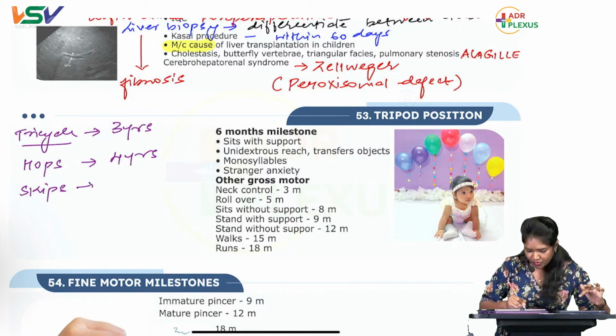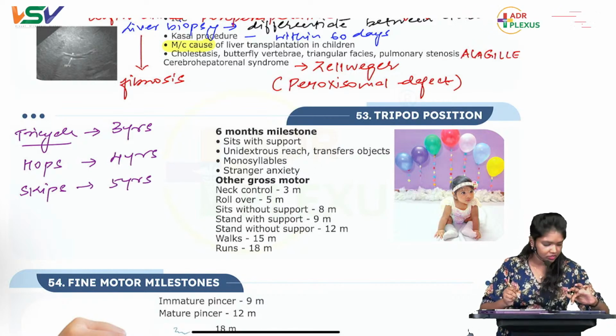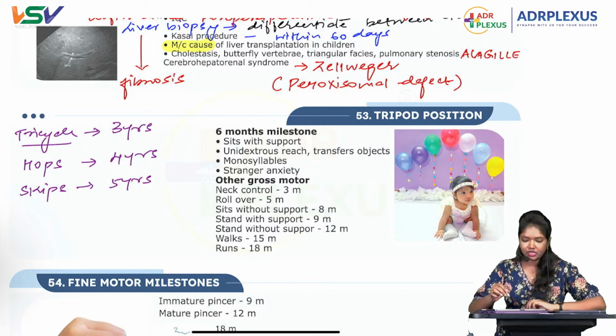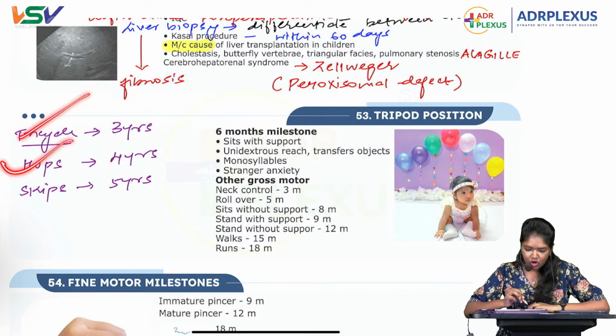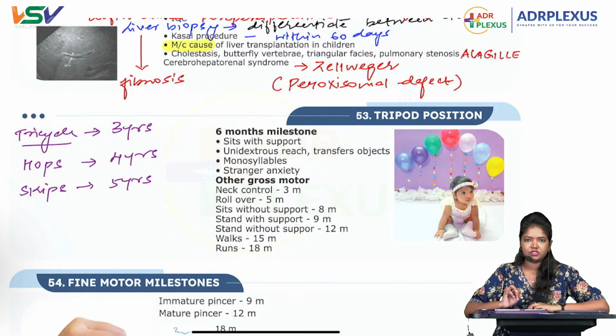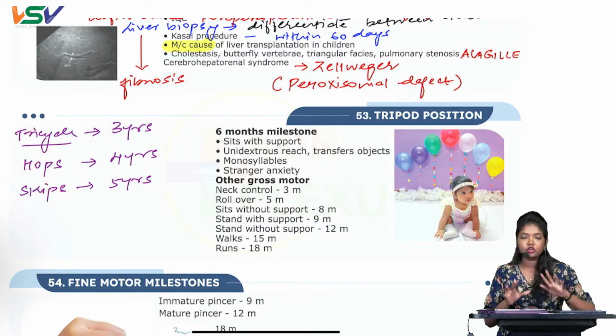Hops at 4 years. Skips by 5 years. Skips, a 5-letter word, so skips by 5 years. Able to understand? So tricycle is 3 years, hops is 4 years, and skips is 5 years. Okay, fine. So these are important gross motor milestones.